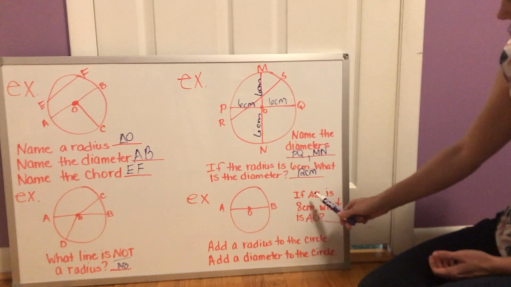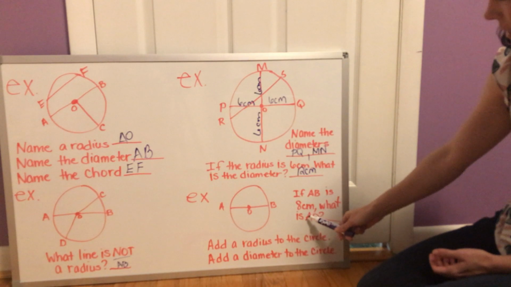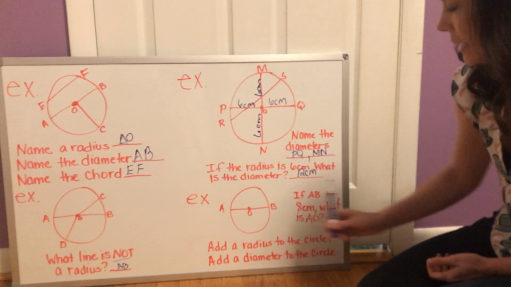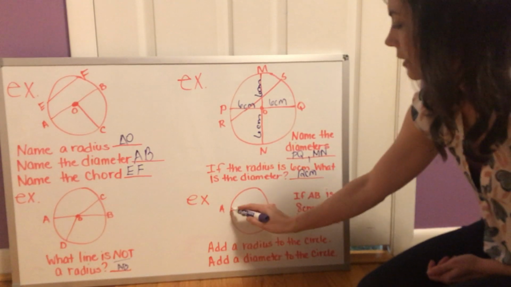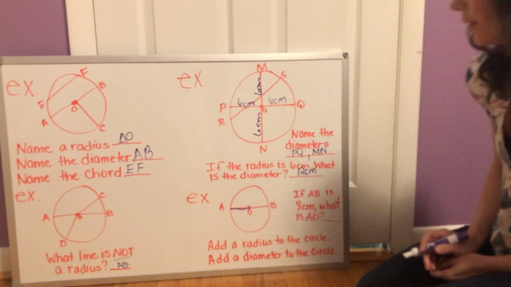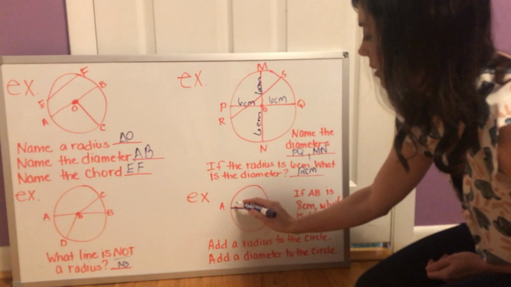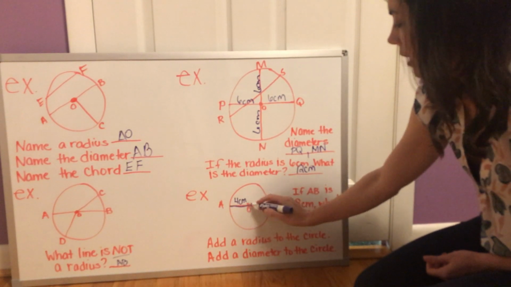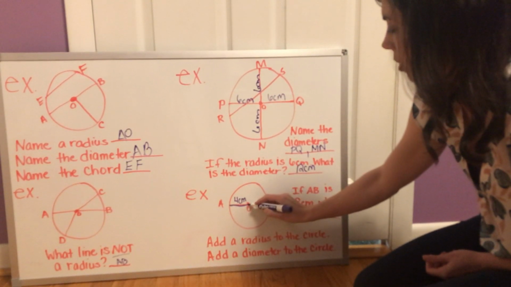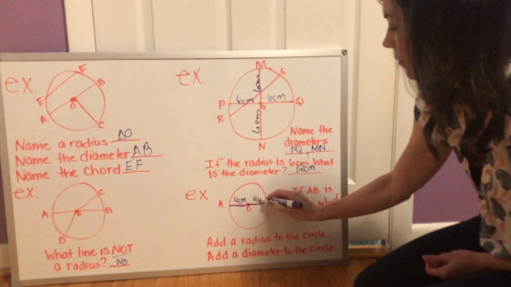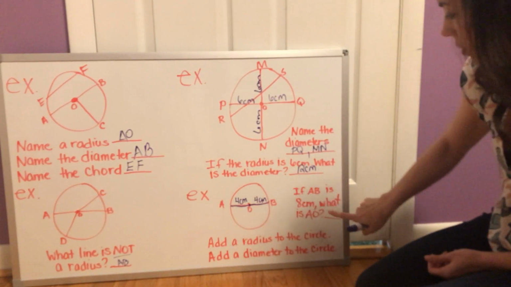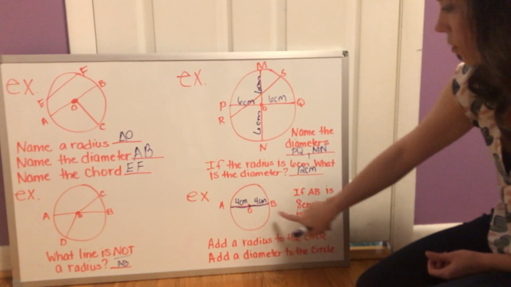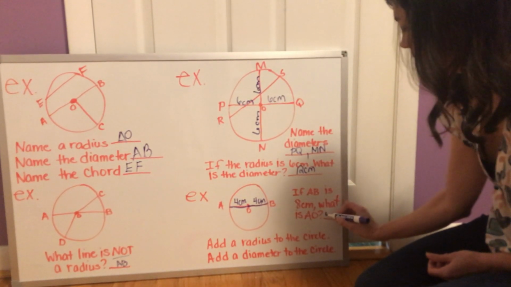If AB is 8 centimeters, what is AO? So if we have A all the way to B, that's going to be 8 centimeters. But what if I just need to figure out what AO is? That would be half of what the diameter is. So it would be 4 centimeters. And then BO over here on this side would also be 4 centimeters. So when I add those up, it would equal the 8 centimeters. So to answer my question, what is AO? That would be 4 centimeters.